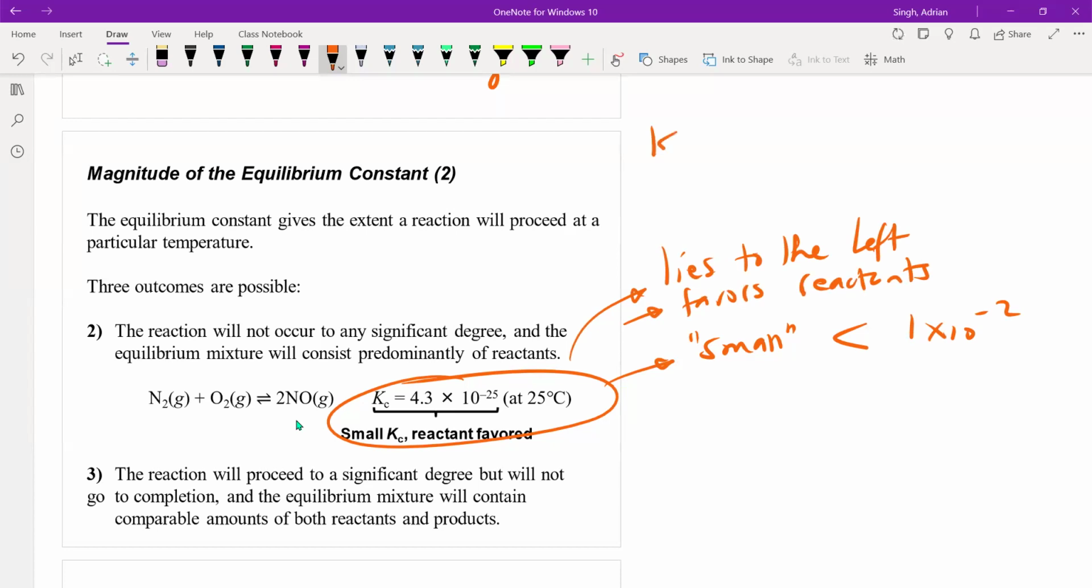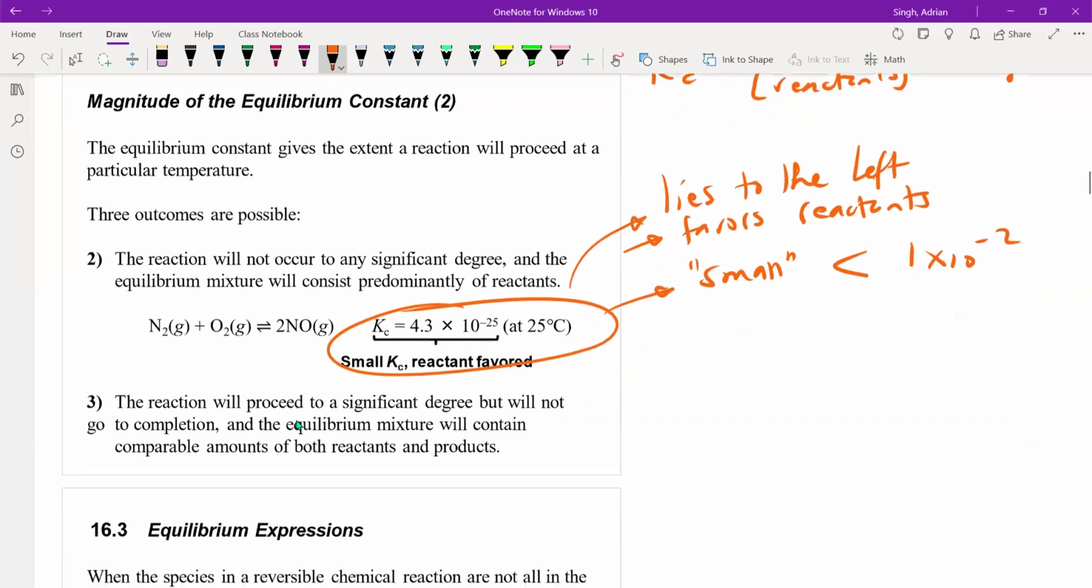Again, I'm going to keep writing this: the Kc is products over reactants. What will lead to a small value for Kc is if the denominator is large and the numerator is small. If we have a small numerator, that means we have a small amount of products, but we have a large amount of reactants left over at equilibrium. That means at equilibrium, we have way more reactants than we do products, hence it lies to the left. And we don't have a lot of products at equilibrium.